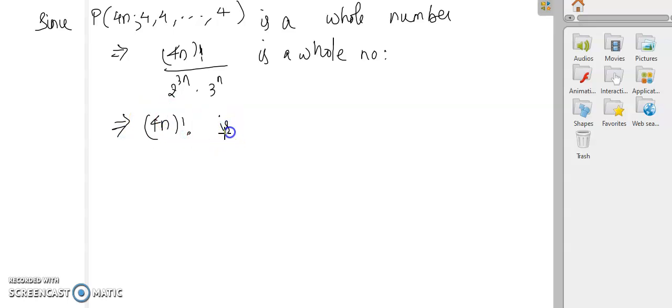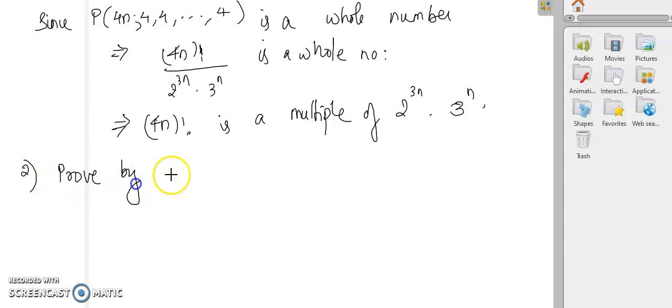So 4n factorial is a multiple of 2 raised to 3n into 3 raised to n. So that is the required proof. So let us see a similar problem.